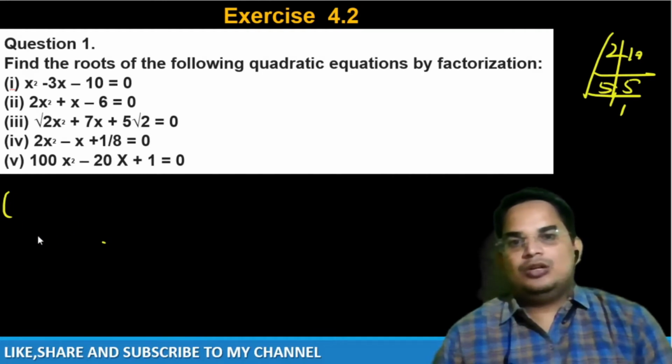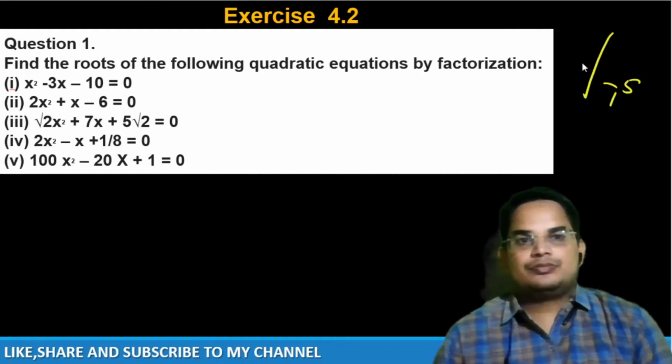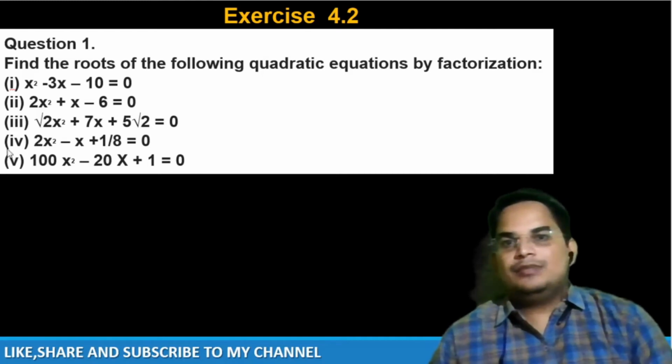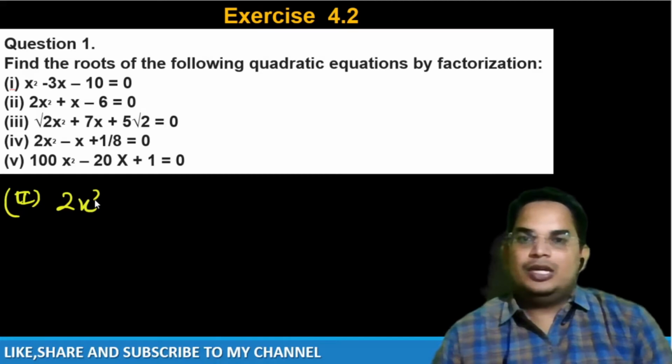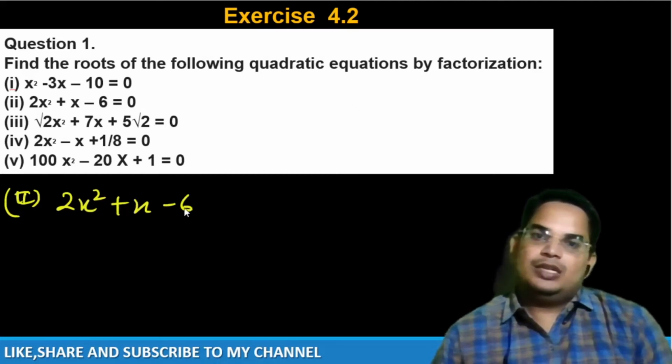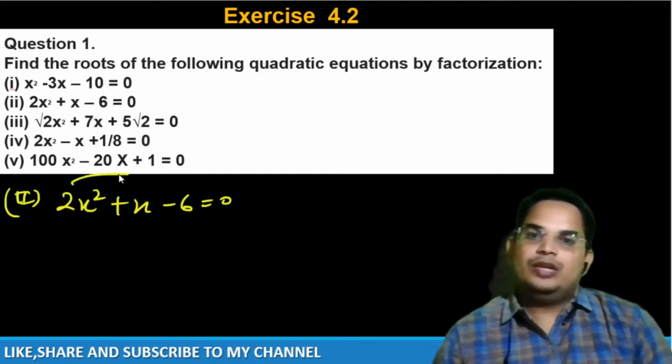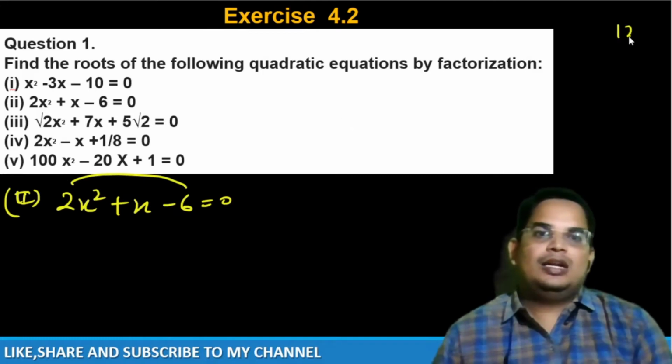Okay, fine. So now I'm going to tell you the second part. What is the second part given here, children? The second part is 2x square plus x minus 6 is equal to 0. 6 twos are 12. And I will do the factors of 12: 2 sixes are 12, 2 threes are 6, and 3 ones are 3.